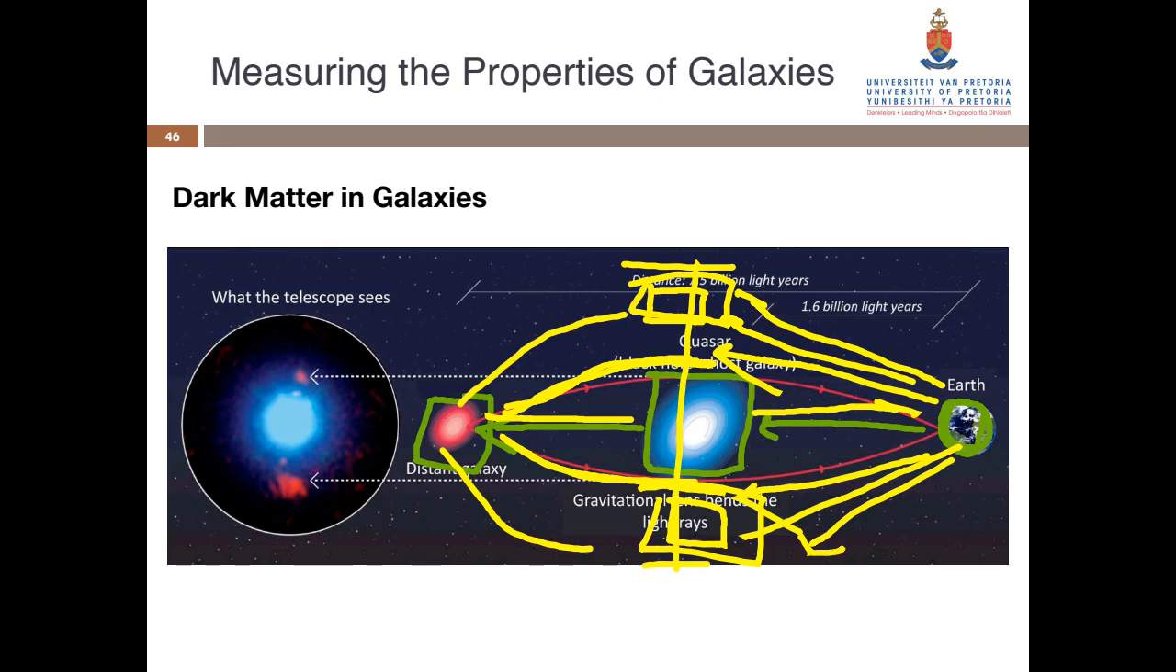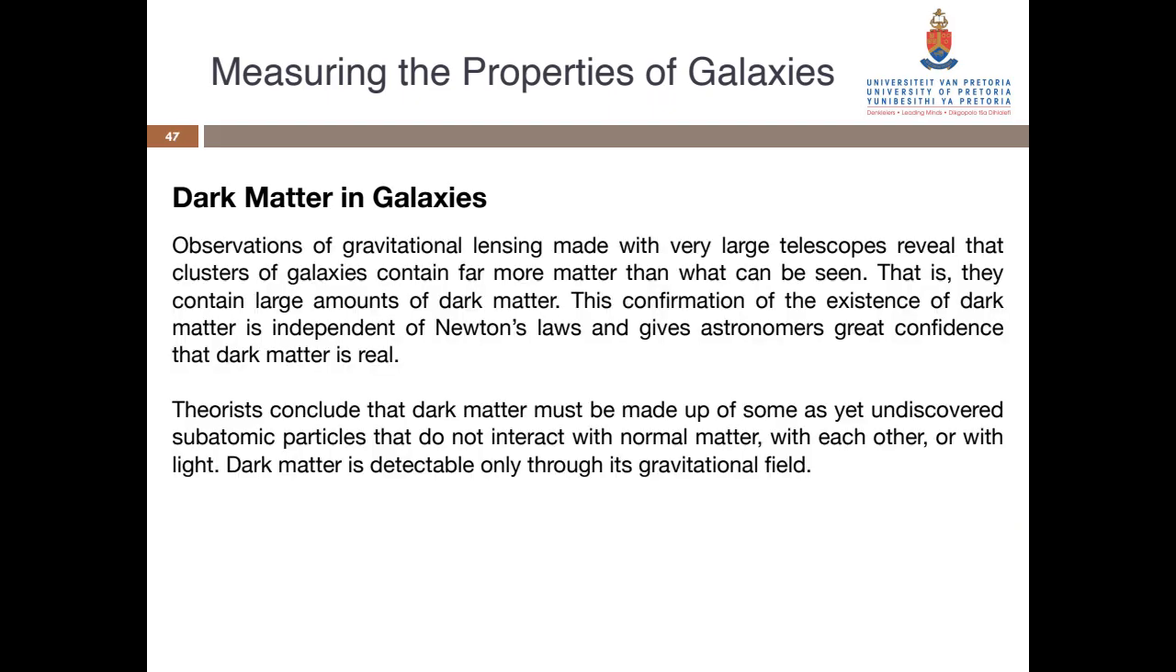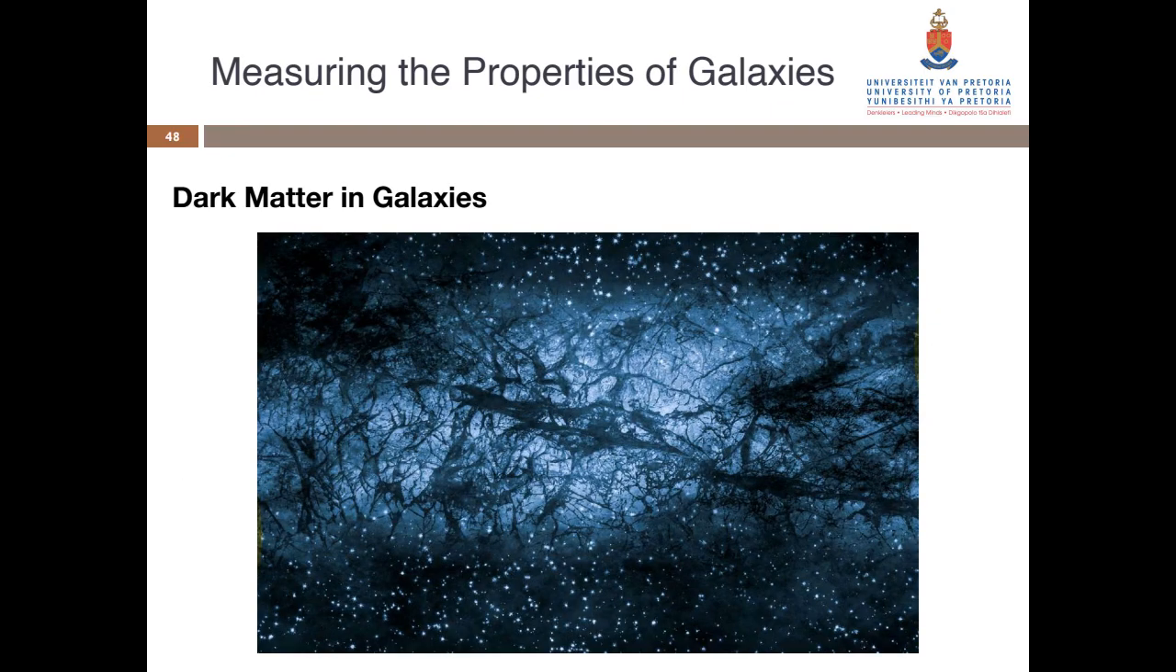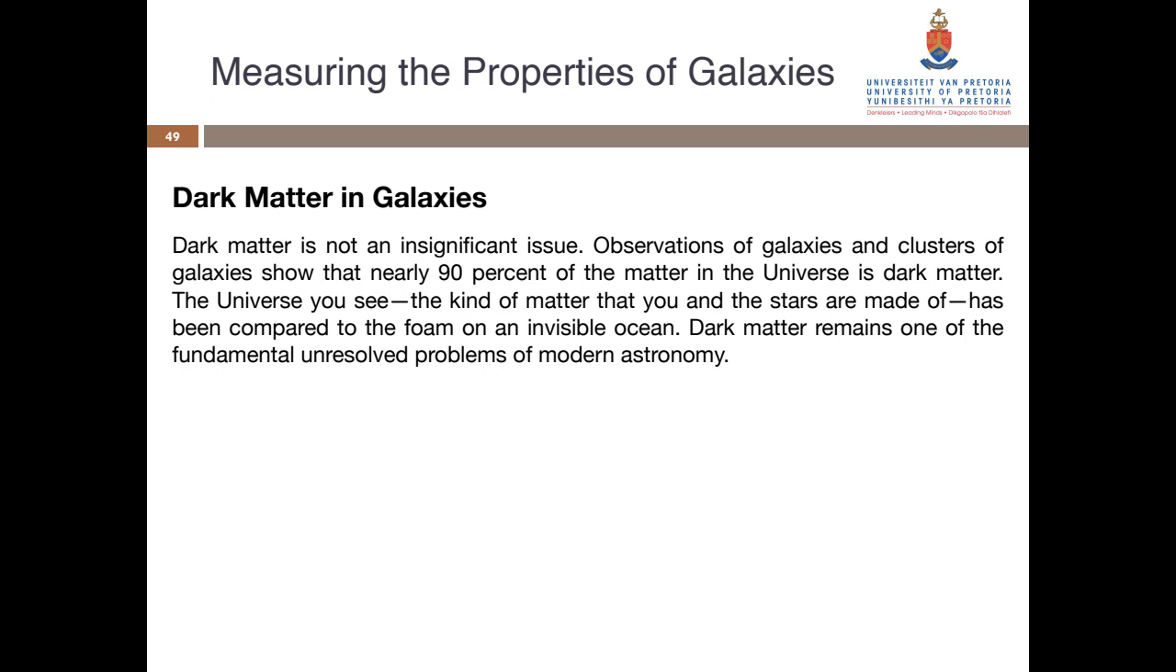So when we put Hubble's entire classification scheme together, these are the different galaxies we get. We have our elliptical galaxies, we have our spiral galaxies, and we have our barred spiral galaxies, and here we have our irregular galaxies.